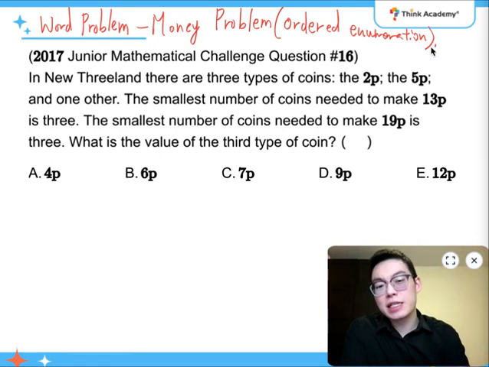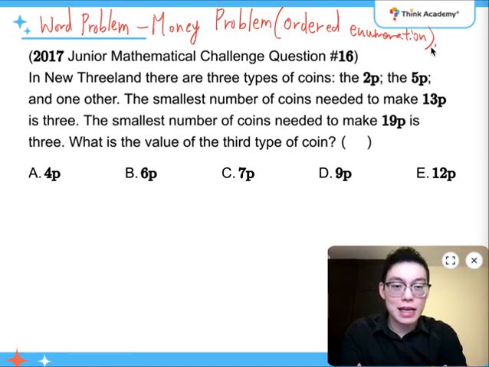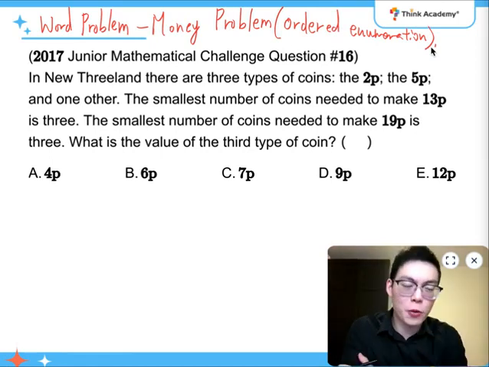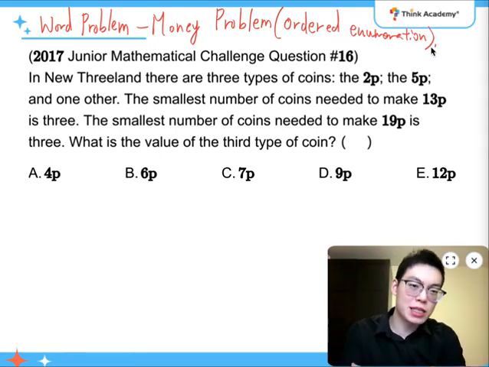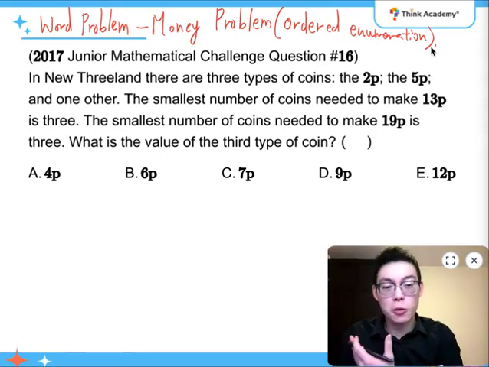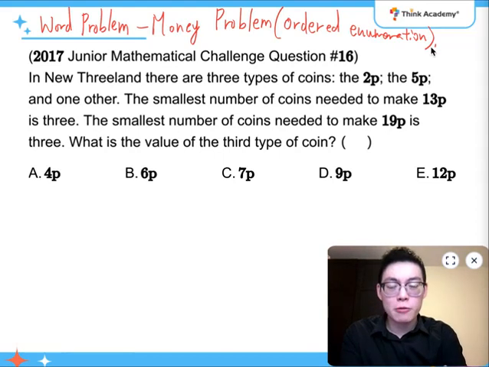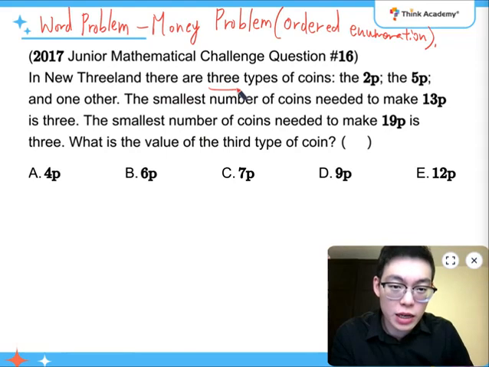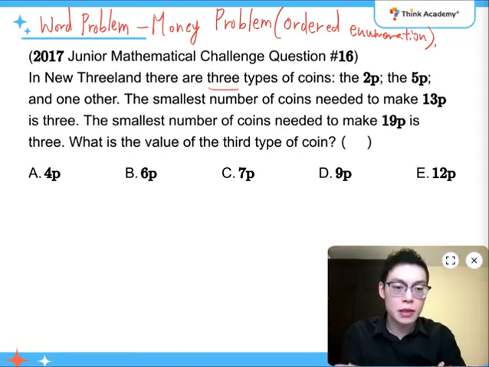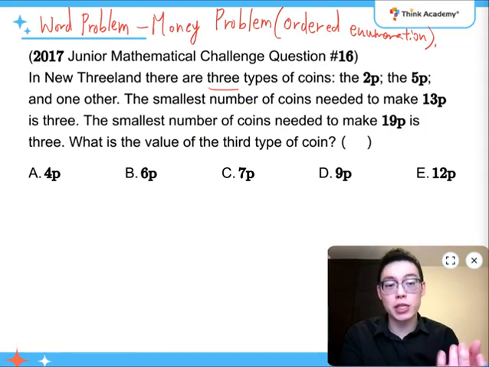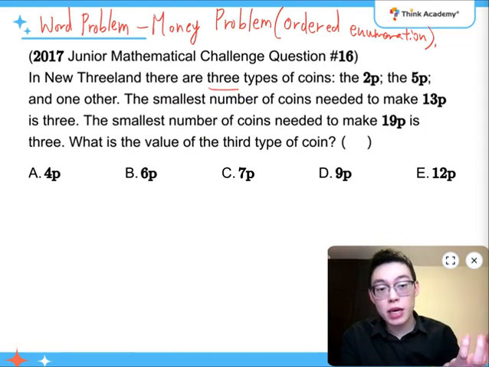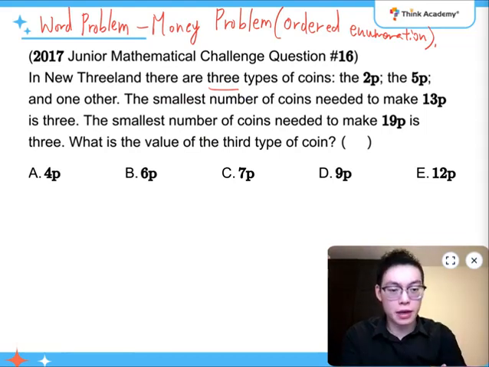That's because, well, it tells us that the smallest number of coins needed to make 13p is 3, and the smallest number of coins needed to make 19p is also 3, right? Which means that essentially if I'm only having 3 types of coins, I can only have 1 extra coin. So I will be using 2, 5 and some other coins to make 13p or 19p, right? With a number of any of them.